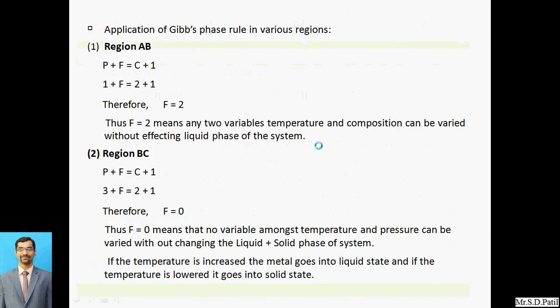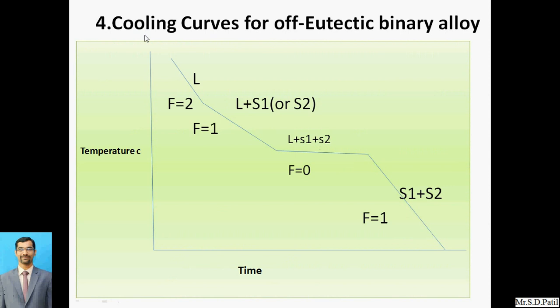But here in the off-eutectic alloy, initially we get only one solid phase. It may be S1 or it may be S2. This is called off-eutectic, and this is because a certain composition in that particular material may have a different melting temperature. So initially we get only one single solid, and when we drop the temperature again, the second solid phase will emerge.